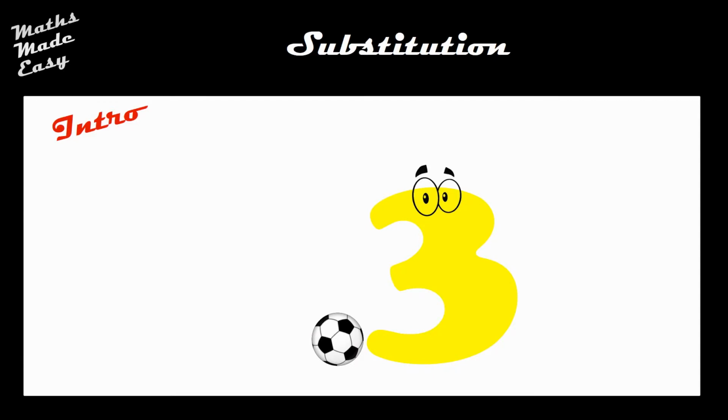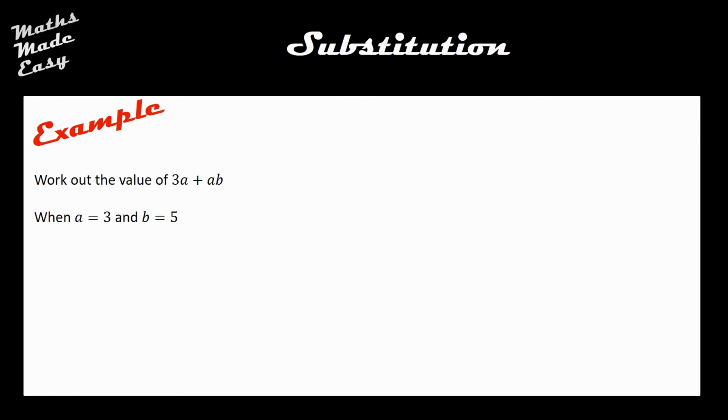So substitution just simply refers to where we replace something, and from a maths context, we replace a variable like an x or an a or a b with numbers so that we can actually do some calculations. So let's have a look at an example of some substitution.